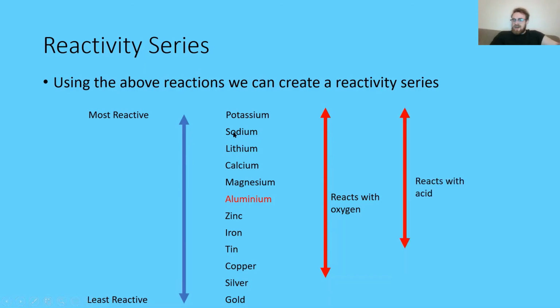These are the ones that react with acid, down to a bit iron. I've probably done that a wee bit too low. Doesn't really matter. I'll explain why in a second. Okay? And these are the ones that react with water. Okay?